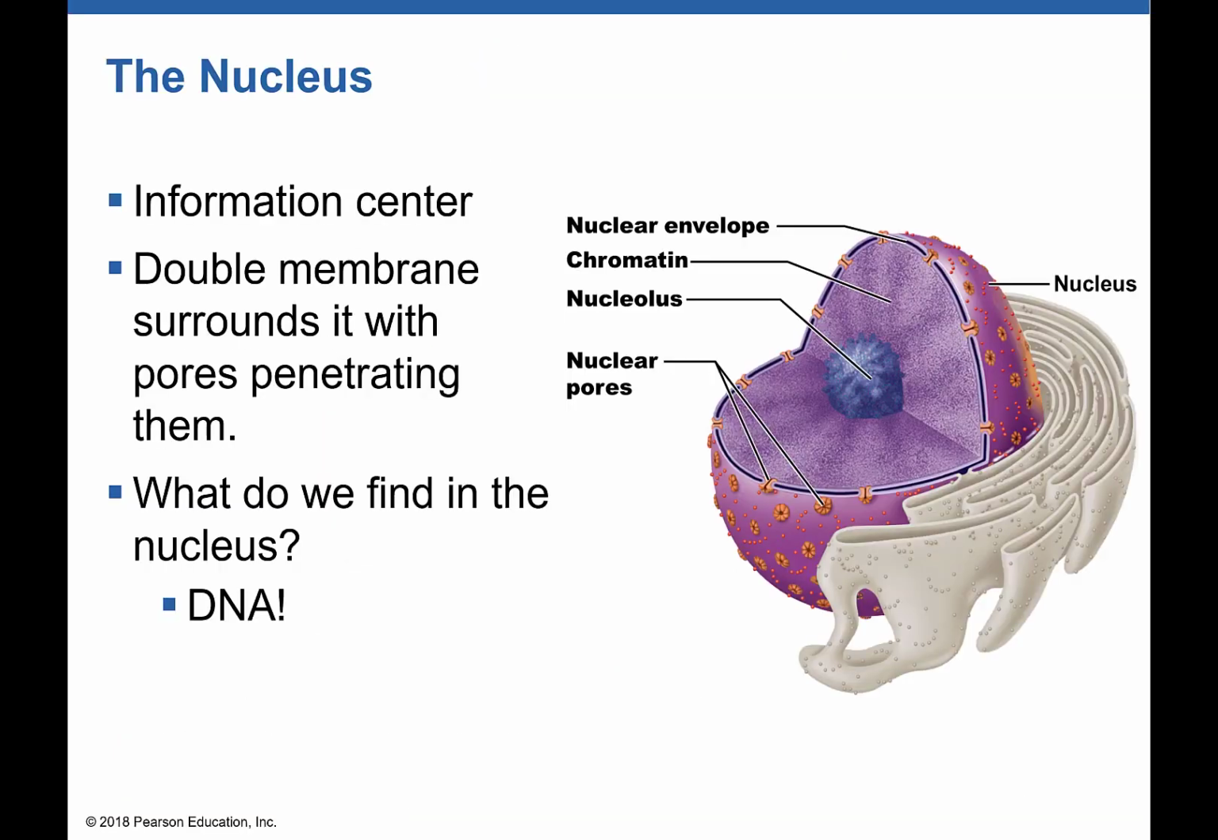The nucleus is often in the center of the cell. It's surrounded by double membrane layers with pores, these pores here. This layer is called the nuclear envelope. It's kind of like the nucleus has its own plasma membrane. The core of the nucleus is the nucleolus, and we have DNA inside of the nucleolus.